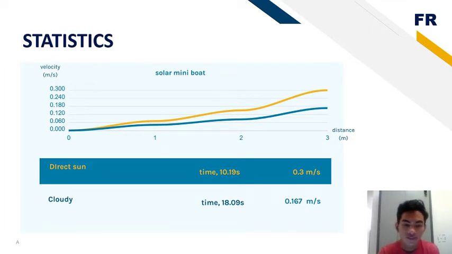It is because when the sun directly hits the solar panel, it can generate a sufficient amount of energy to move the motor speedily, and ended up at 0.3 meter per second over 3 meters.